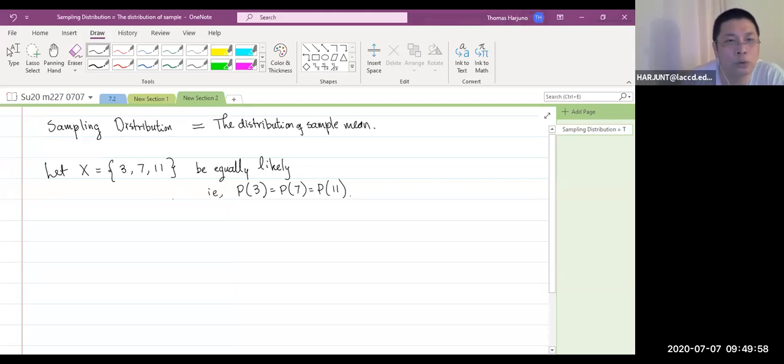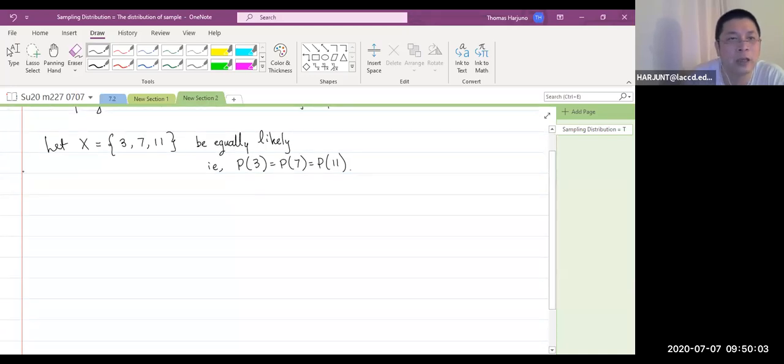Now, what I want you to do is to do me this favor first. Now, the n here is 3. There are 3 elements. Now, what is the sum of x and the sum of x squared?